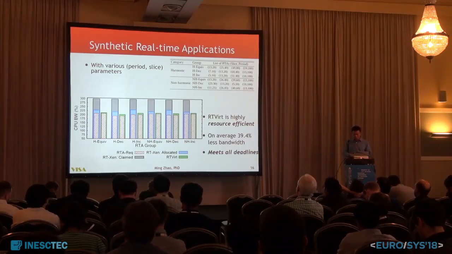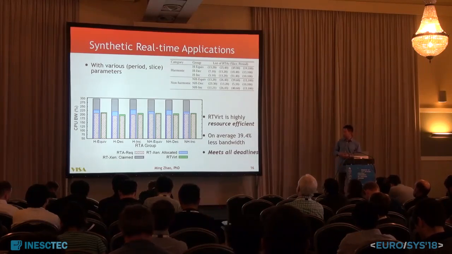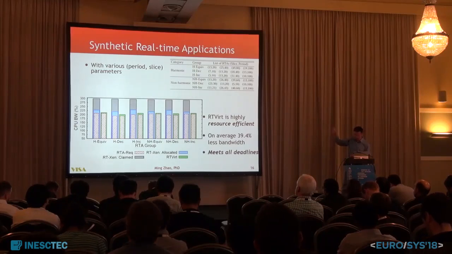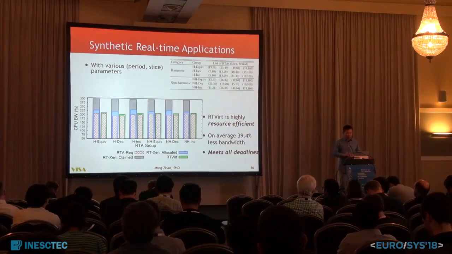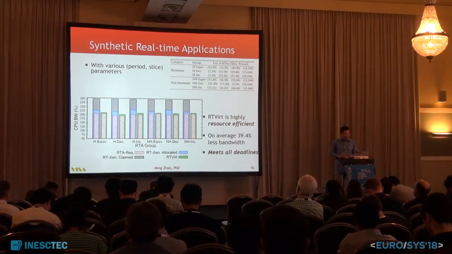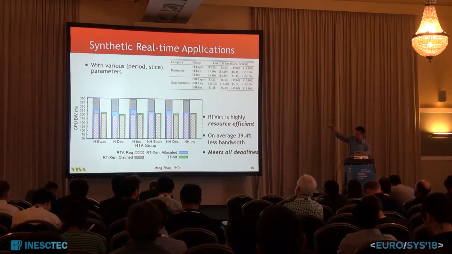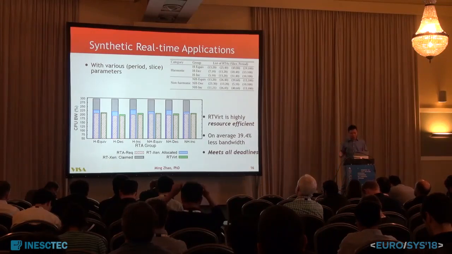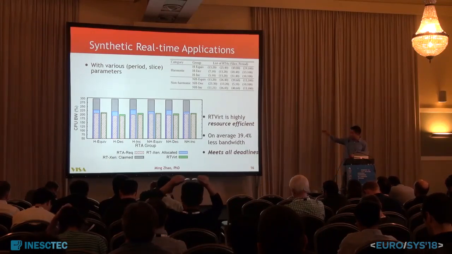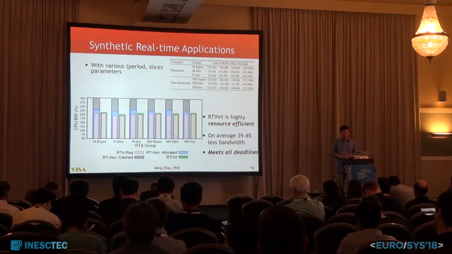So there are several observations we can make from this result. First, RTVirt is highly resource efficient because, compared to the right shaded bar, which is the total raw bandwidth requirement from all the applications, RTVirt requires just a little bit more than what the applications really need. So our overhead in terms of resource utilization is really low. And compared to the gray bars, which is the amount of bandwidth that needs to be set aside for real-time applications in the Artisan solution, we can save up to almost 40% of our CPU bandwidth.